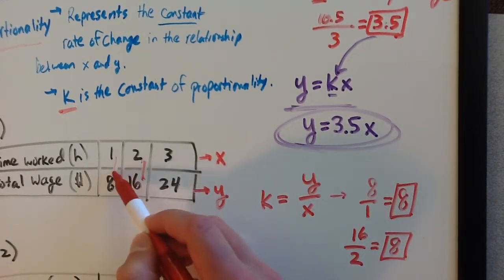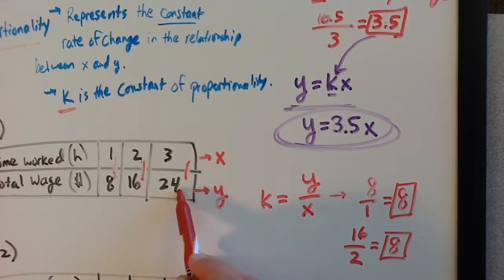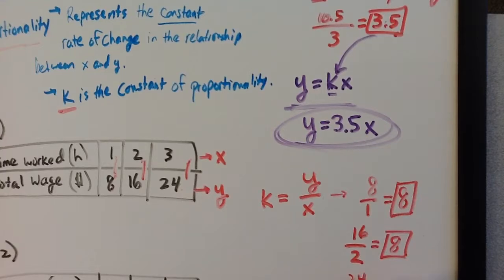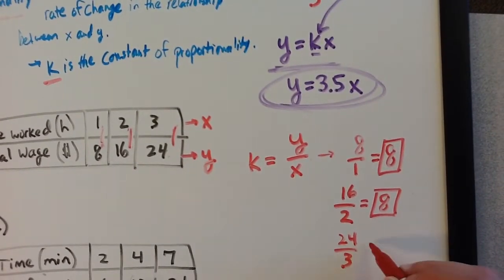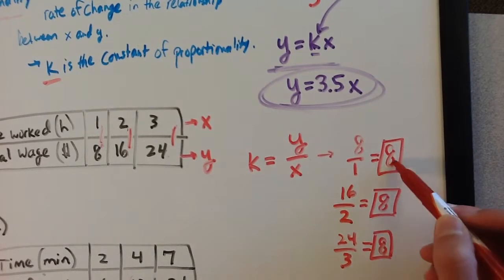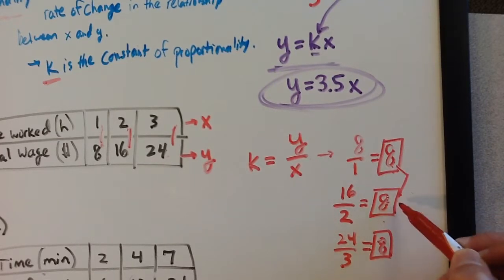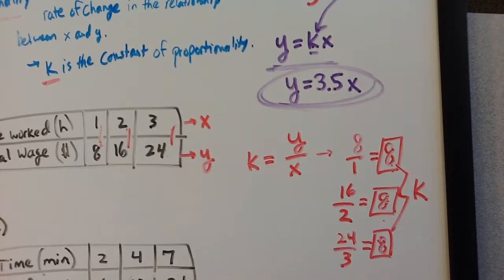We've checked the first column and the second column. Now let's check the third column. Let's check the y value 24 over the x value 3. What is 24 divided by 3? That is also 8. So as you can see, the constant rate of change, the k, is 8. It tells us what the k is.